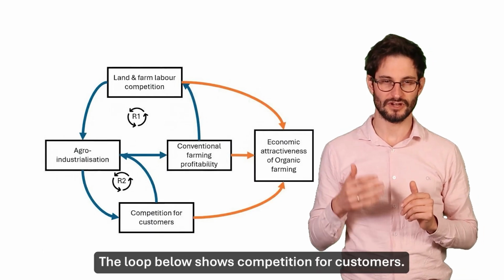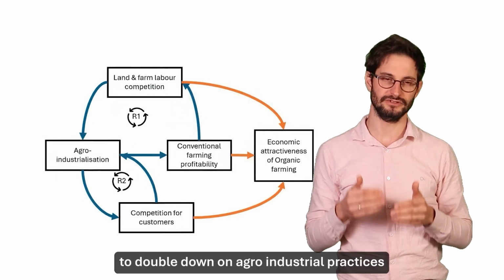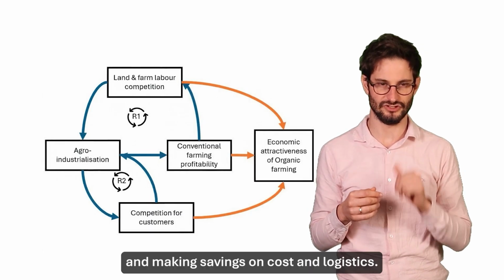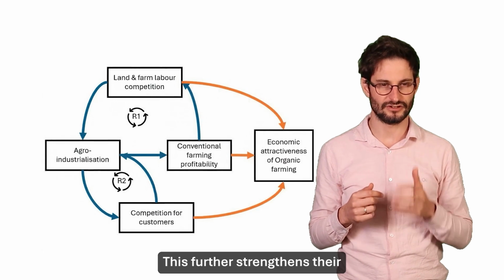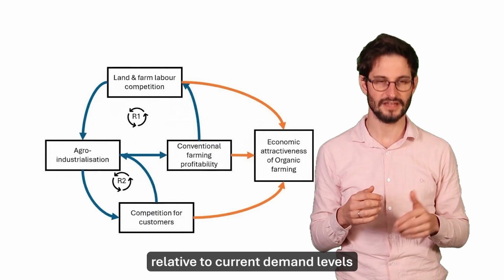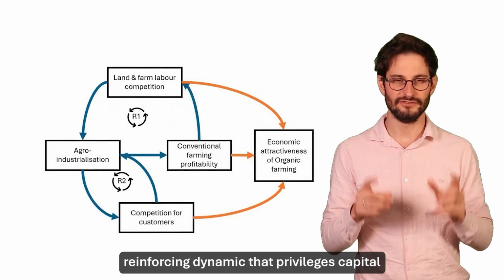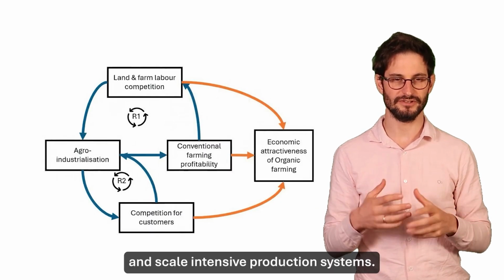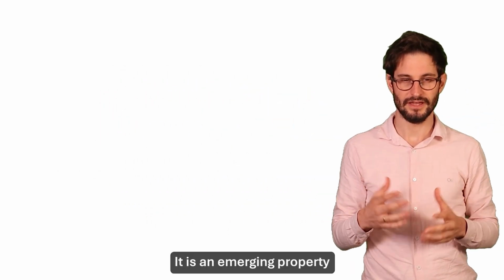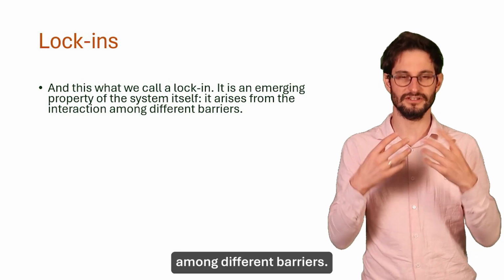The loop below shows competition for customers. This competition pushes actors to double down on agro-industrial practices, like reliable uniform supply and making savings on costs and logistics. This further strengthens their competitive position and, through overproduction relative to current demand levels, keeps customer competition high. Together, these strands form a self-reinforcing dynamic that privileges capital and scale-intensive production systems. And this is what we call a lock-in. It is an emerging property of the system itself. It arises from the interactions among different barriers.